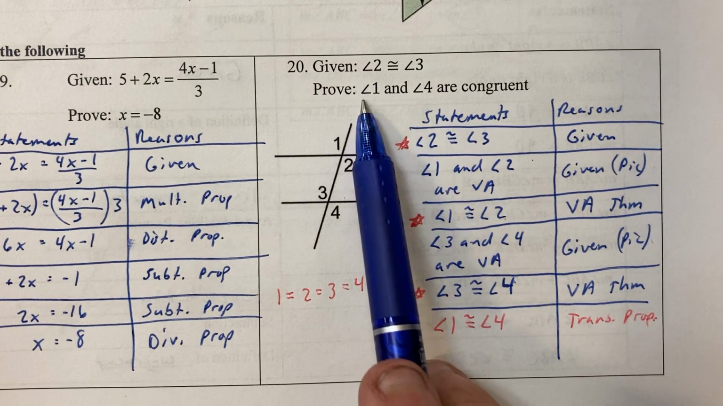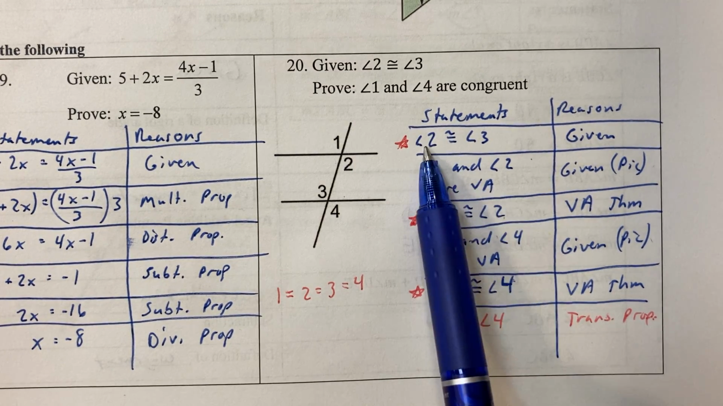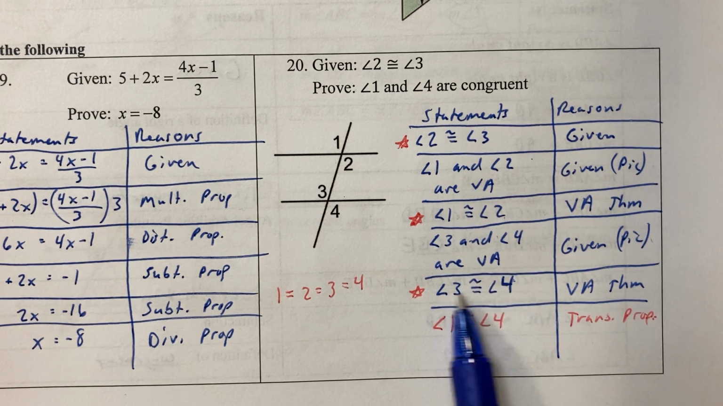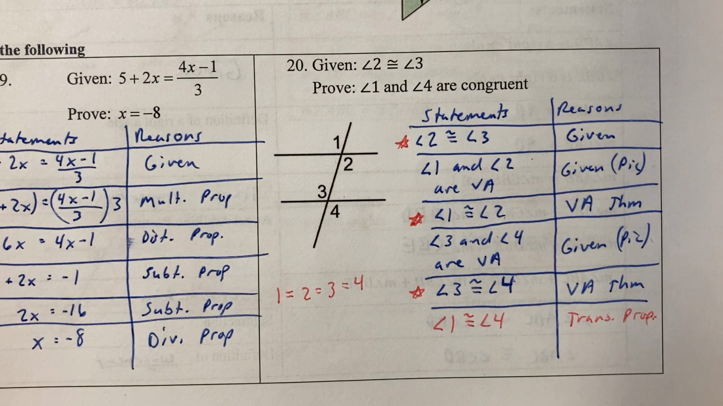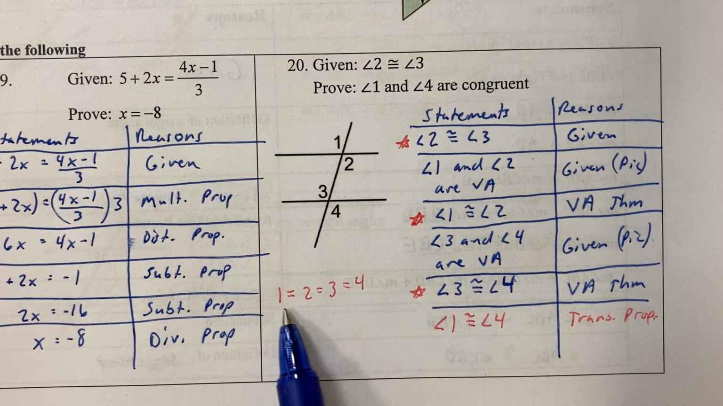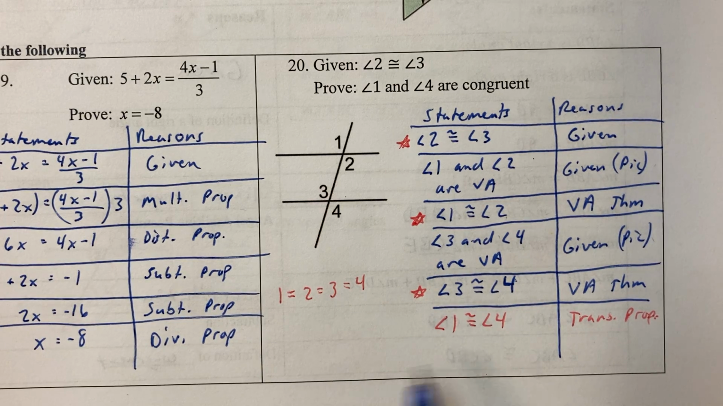We'll start with 1. 1 is congruent to 2. 2 is congruent to 3. 3 is congruent to 4. If we put that together, 1 is congruent to 4. Or it looks like this in your head: 1 implies 2, 2 implies 3, 3 implies 4. Therefore, 1 implies 4. That was the transitive property there at the end.